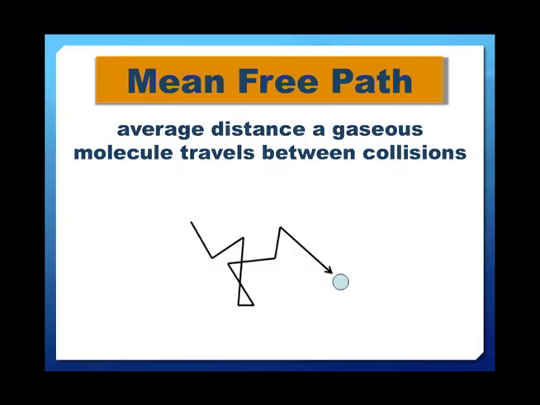The mean free path is the average distance a molecule travels between collisions, which is typically a few hundred times the diameter of the molecule. But this will change according to the pressure of the gas, as well as the quantity of gas present.